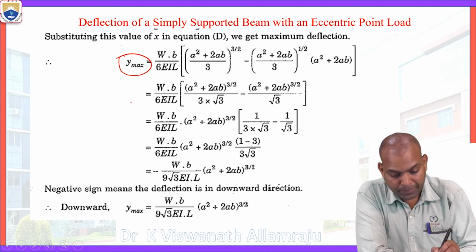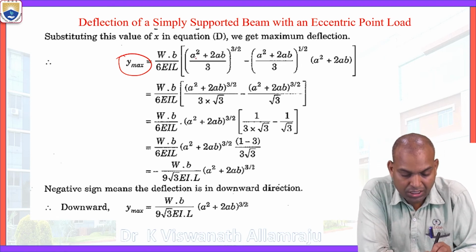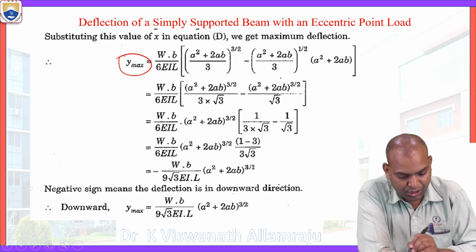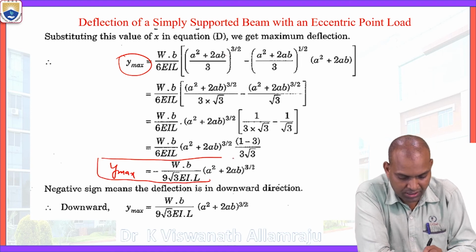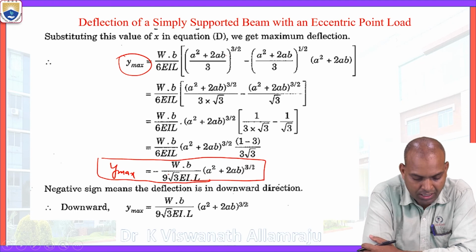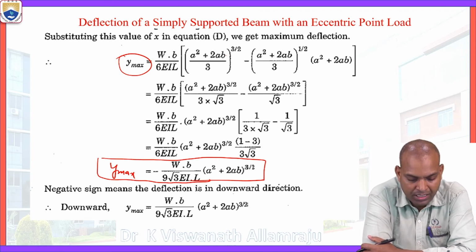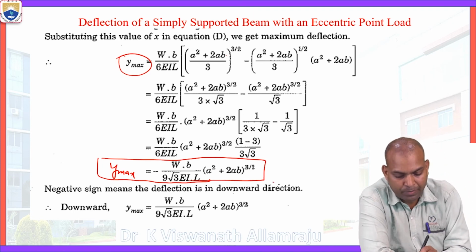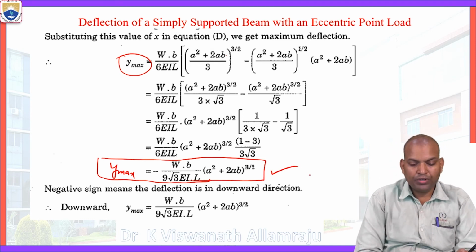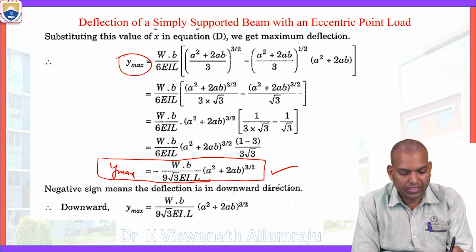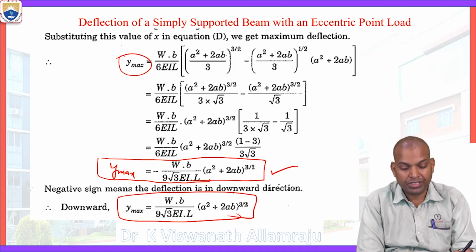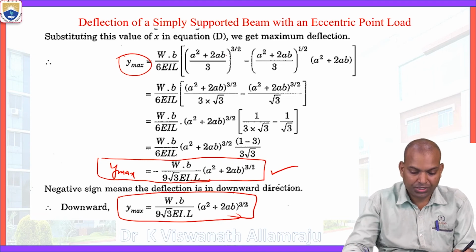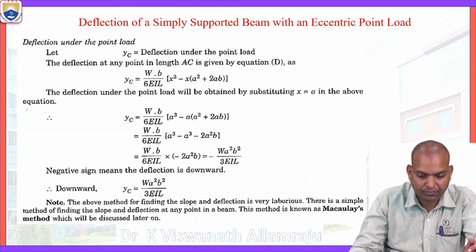What is the y maximum? Y maximum is WB by 6EI times L, times the x value, that is the square root of (a square plus 2ab) by 3. Simplify it, and this is the y maximum value: WB by 9 root 3 EI L times (a square plus 2ab) power 3 by 2. Here it is negative, that means the downward direction. This equation indicates the maximum deflection in the downward direction.